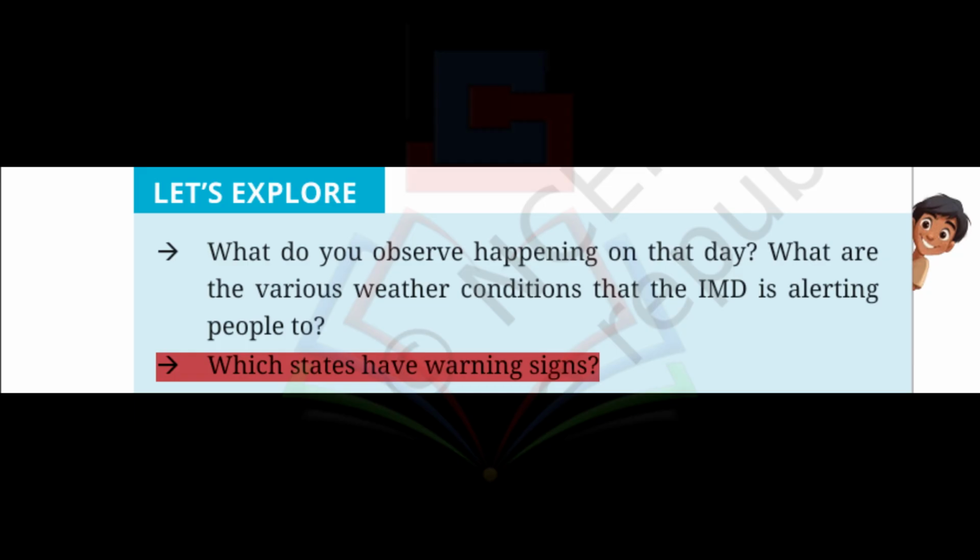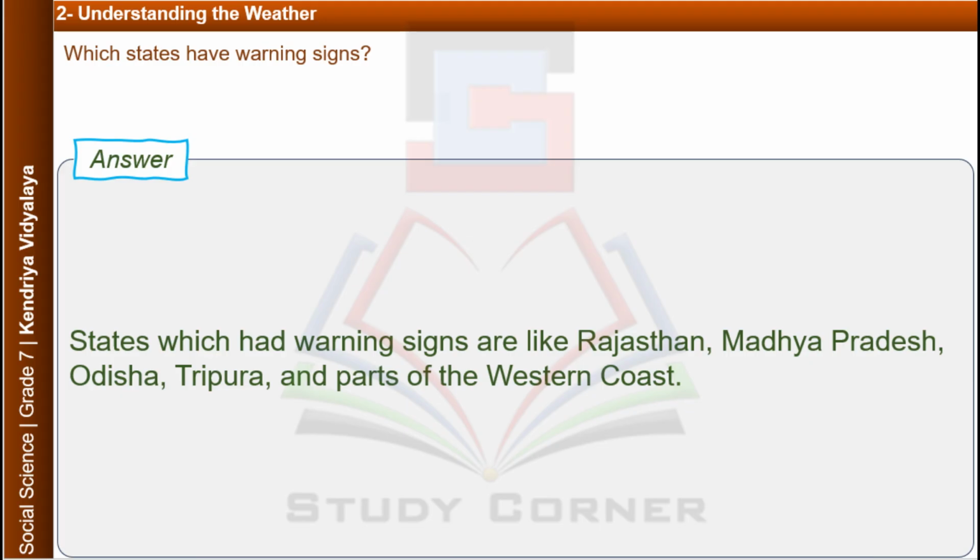Page number 41. Let's explore. Which states have warning signs? Answer: states which had warning signs are like Rajasthan, Madhya Pradesh, Odisha, Tripura and parts of the western coast.